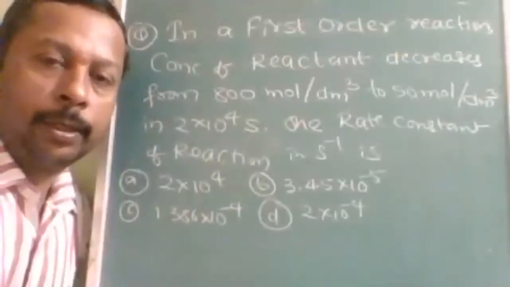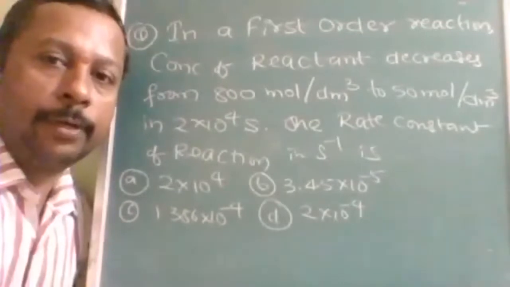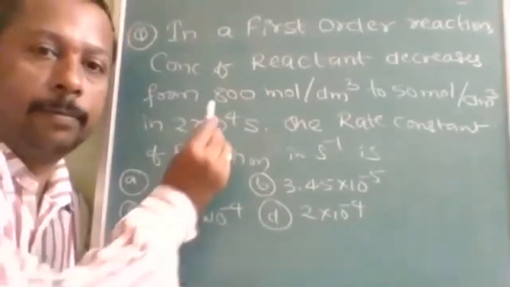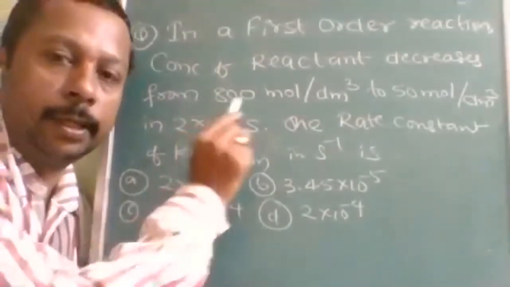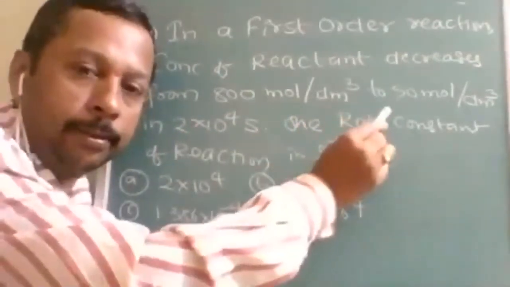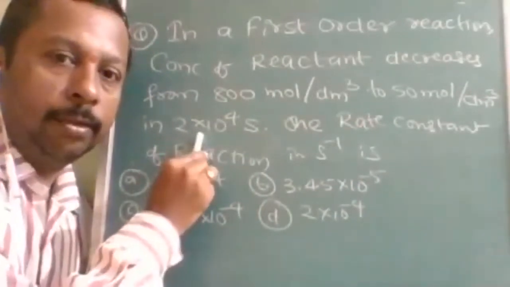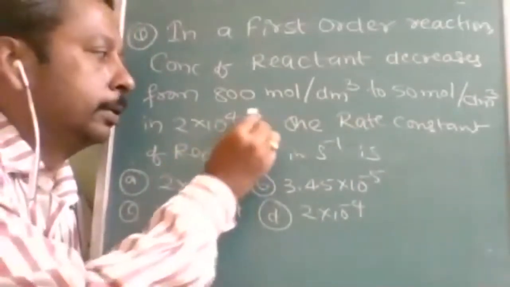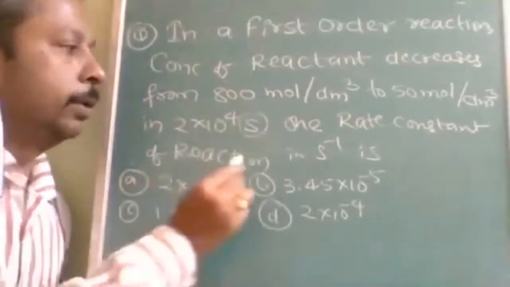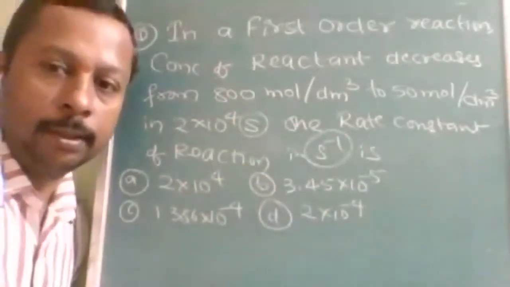Okay, in this question, in a first order reaction, the concentration of reactant decreases from 800, which is the initial concentration, to 50, the final concentration. The time taken is 2 into 10 to the power of 4 seconds. Then we want the rate constant of the reaction, in second inverse.